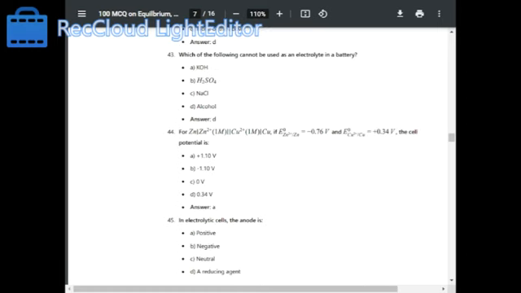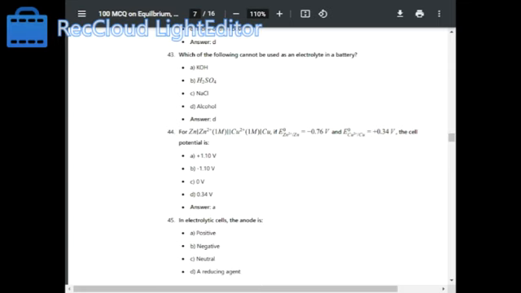For Zn, Zn plus 2, 1 molecule, Cu plus 2, 1 mole, Cu. If E naught Zn plus 2 oblique Zn is equal to minus 0.76 volt, and E naught Cu plus 2 oblique Cu is equal to plus 0.34 volt, the cell potential is?